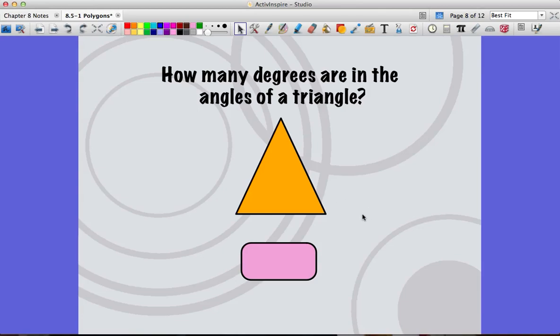Alright, so we're going to take a little bit of what we learned in lesson 8.4 to help us learn a little bit more about polygons. Okay, so how many degrees are in a triangle? We learned that there are 180 degrees in a triangle. This is going to help us find the amount of degrees in all other polygons.